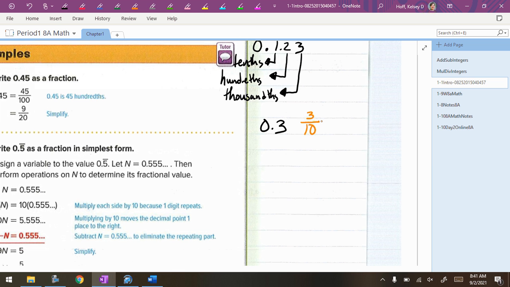Before you circle your answer, you have to say, can anything divide out of 3 and 10 to make this smaller? The only number that 3 can divide by is 3, but when you take 10 divided by 3, you get a decimal. So that is our final answer. I'm going to give you one to try on your own. 0.75.